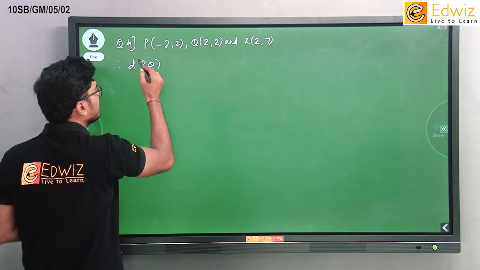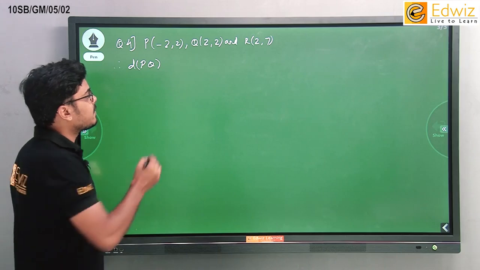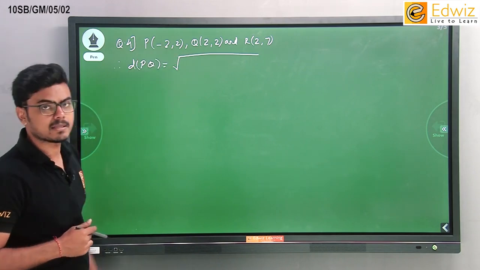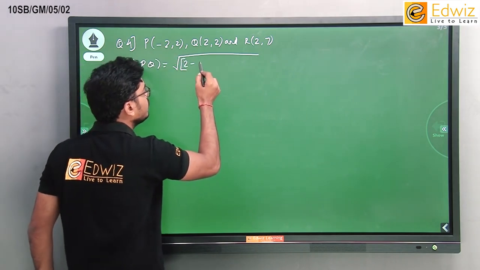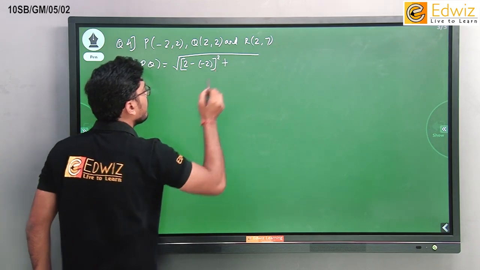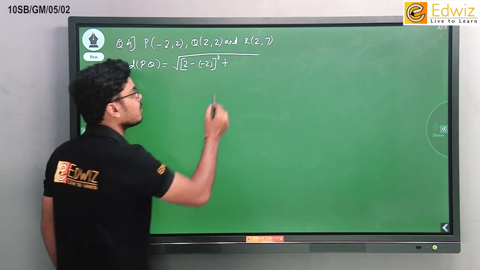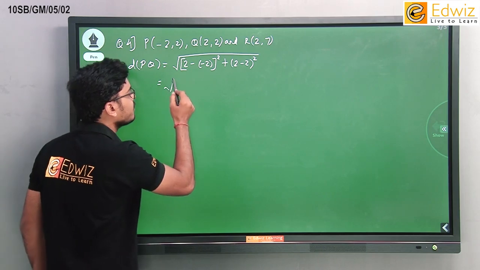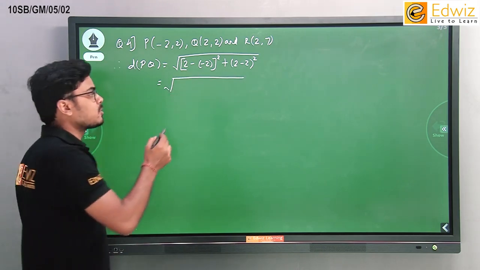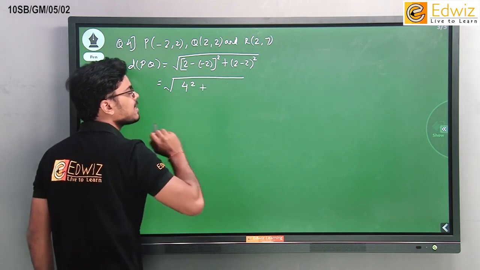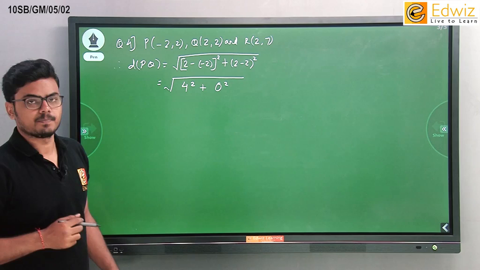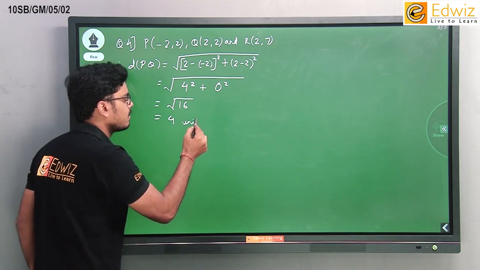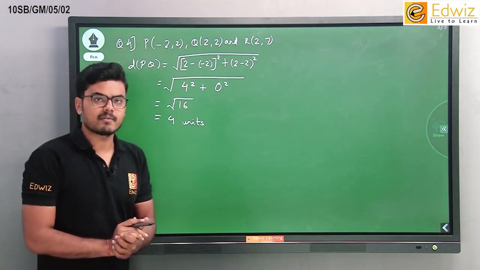Distance PQ पहले find out करते हैं हमेशा की तरह से. So P and Q distance will be equal to square root of x2 minus x1. So 2 minus -2, 2 minus -2 the whole square plus y2 minus y1, 2 minus 2 whole square. So this will be equal to square root of, now 2 negatives will become positive, so 2 plus 2 is 4 square plus this is nothing but 0. Okay, 0 square is 0. So this will be equal to square root of 16, that is 4 itself. Okay, this is one of the distances that we are getting, 4 units.